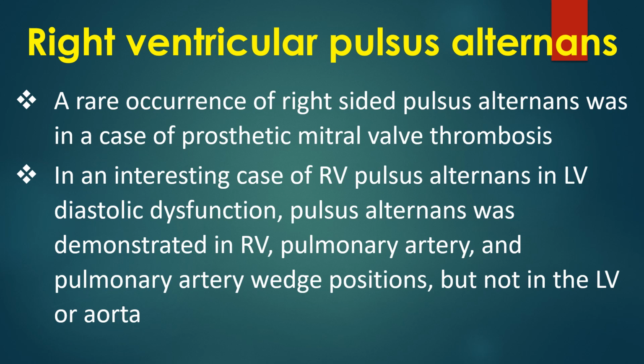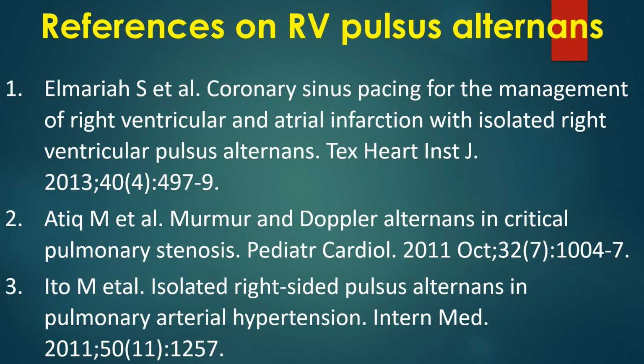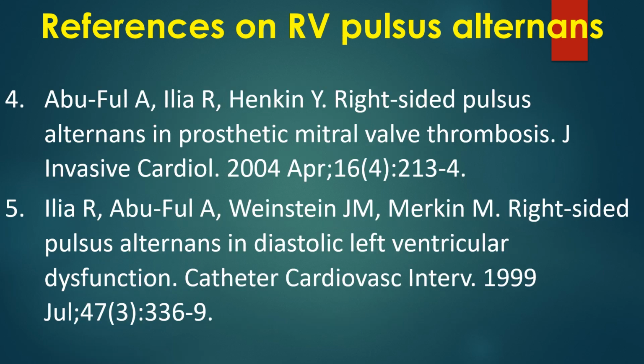In another interesting case of right ventricular pulsus alternans in left ventricular diastolic dysfunction, pulsus alternans was demonstrated in right ventricle, pulmonary artery and pulmonary artery wedge positions, but not in the left ventricle or aorta. Here are the first set of references on RV pulsus alternans. Second set of references on RV pulsus alternans.